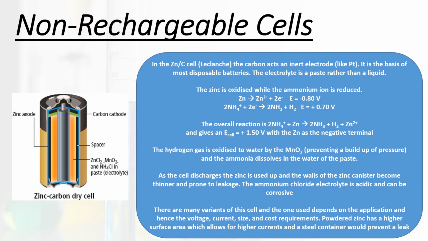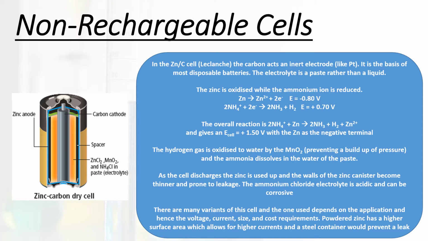So a way to get around that is to have this manganese dioxide in there, MnO2. This oxidizes the gas to water, and it also helps with our ammonia because our ammonia that we produce, again, a gas, we don't want to build up a pressure. If we have water, our ammonia can dissolve in the water of the paste.